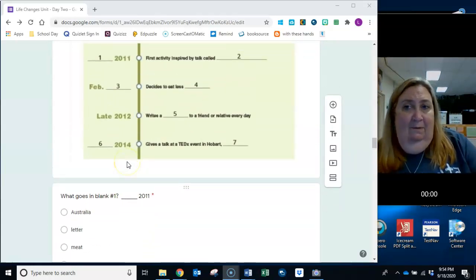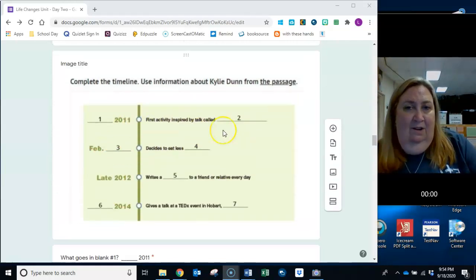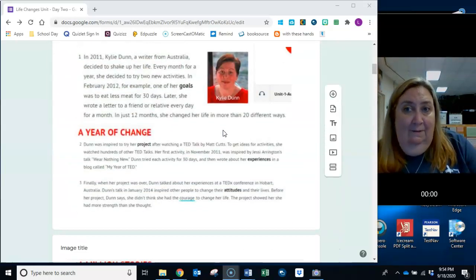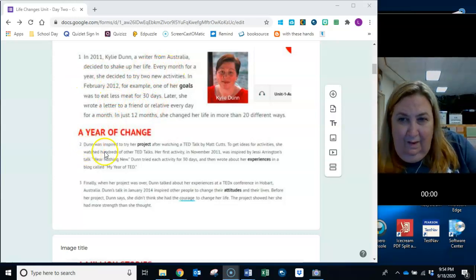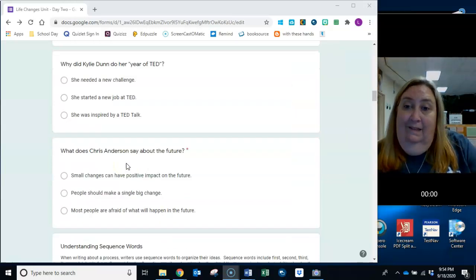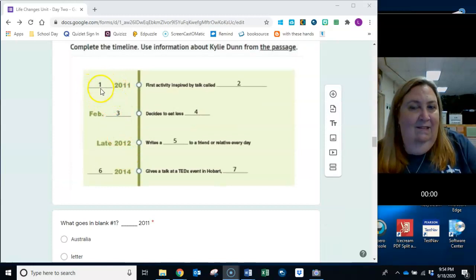So what goes in blank number one? When in 2011 was her first activity inspired by a talk called blank? You might have to scroll back up to the passage. That's okay. It won't kill you. In 2011, she decided to shake up her life. And this is the beginning, but look here. Her first activity in what? November of 2011 was inspired by Jesse Arrington's talk, Where Nothing New. Let's go look. When in 2011?